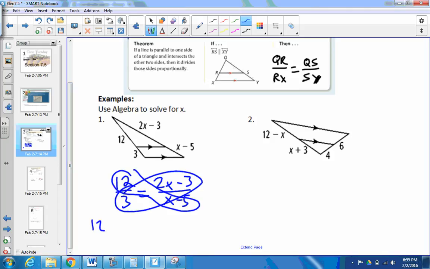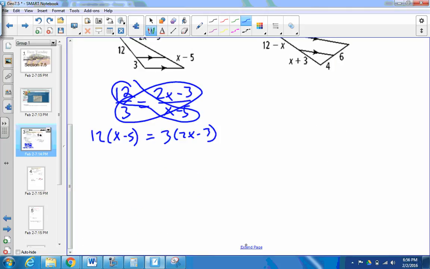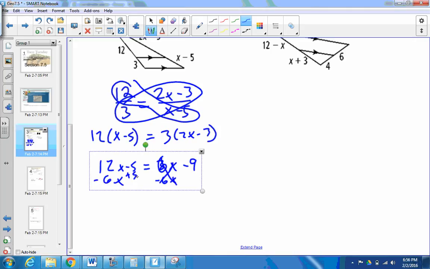So 12 times x minus 5 would be equal to 3 times 2x minus 3. And we work it out, we do a little distributing, we get 12x minus 5 equals 6x minus 9. Subtract 6x from both sides, add 5 to both sides, do a little of that algebra. You're left with 6x on one side and negative 4 on the other. Divide both sides by 6, you end up with x is equal to negative 2/3.